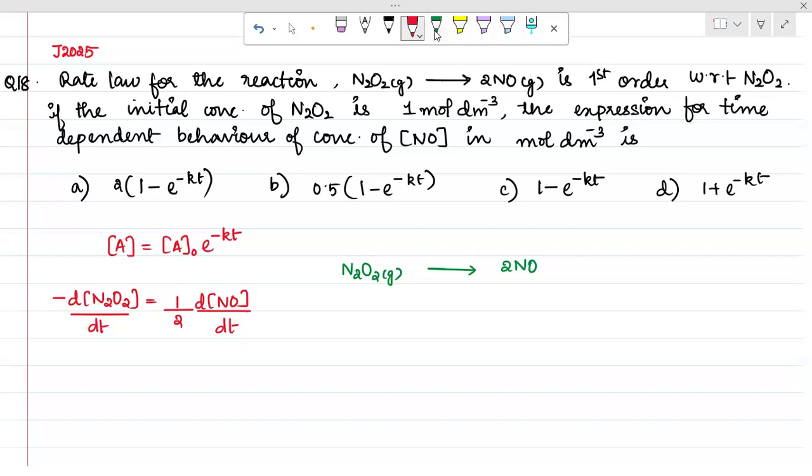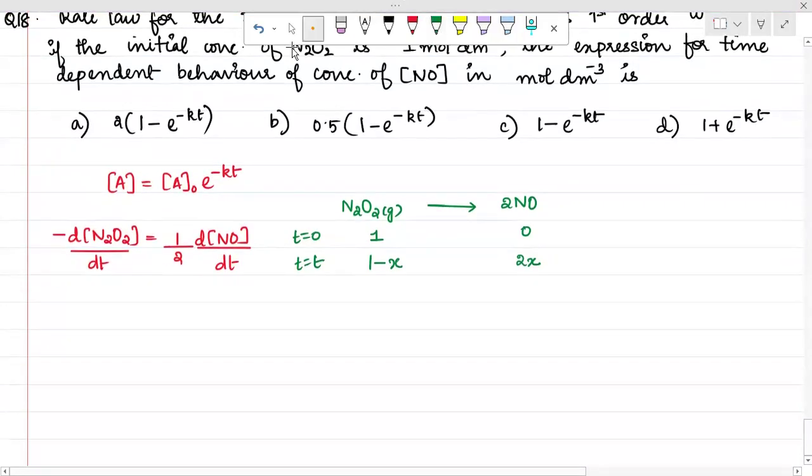For that, we have to understand that initially it is said that this is 1 mole per decimeter cube. Whatever the unit, it is 1. And product won't be formed. After some time, some amount of the reactant will react. It will be consumed, X amount. And based on the stoichiometry, this will become 2X. So the amount of NO formed after a time interval of t is going to be 2X. We don't know what X is. We need to find X, that's all.